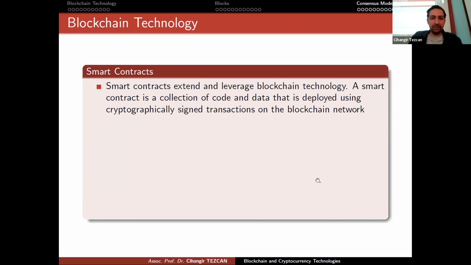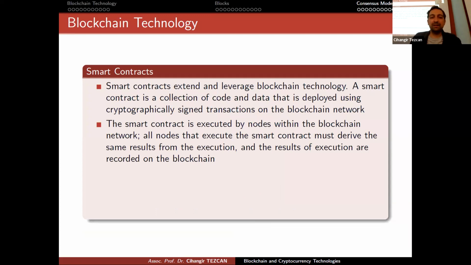So I mentioned that smart contracts have to work exactly the same in different software and different platforms. So smart contracts extend and leverage blockchain technology. A smart contract is a collection of code and data that is deployed using cryptographically signed transactions on the blockchain network. The smart contract is executed by nodes within the blockchain network. All nodes that execute the smart contract must derive the same results from the execution, and the results of execution are recorded on the blockchain.